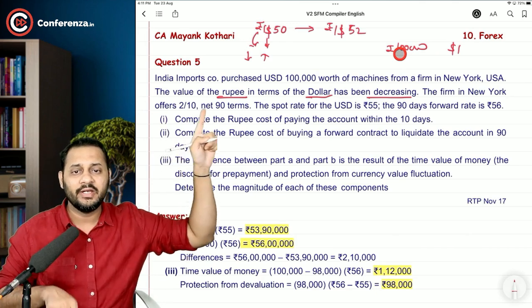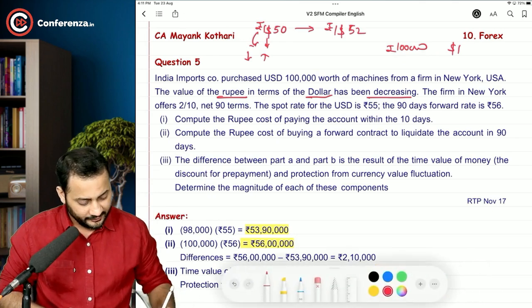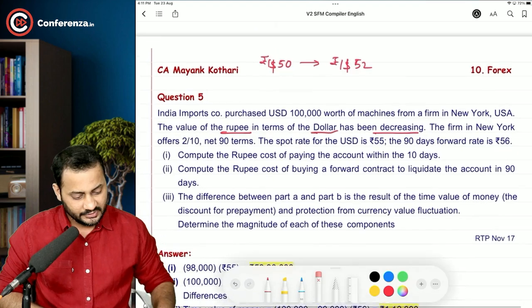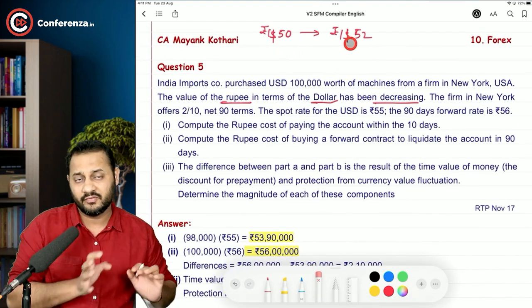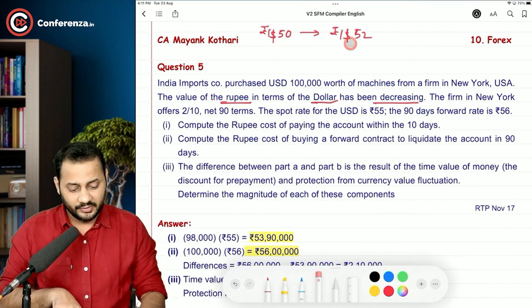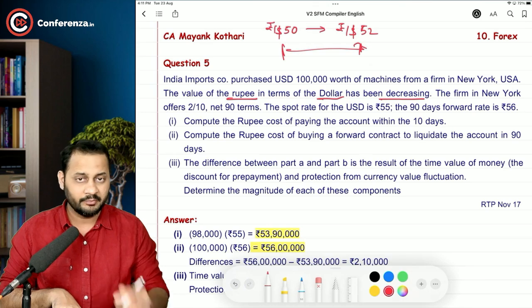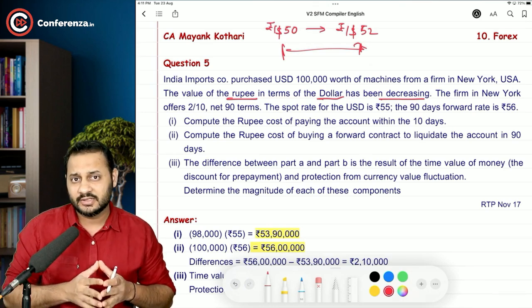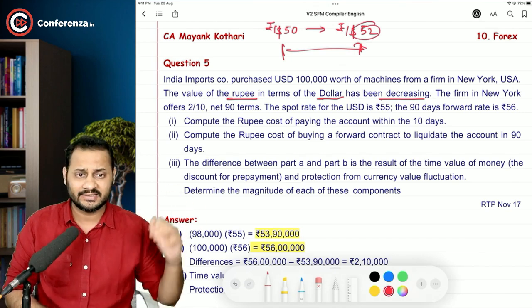The value of rupee in terms of dollar has been decreasing. So basically it means if today it is 50 rupees, it will be 52 or 55, it will be more. So what will happen? Today you have purchased some items, right? And tomorrow you are going to make the payments. So if today you make the payments, it is going to cost you 50 lakhs itself, and tomorrow it is going to cost you 52 lakhs. Let's say what are the exact rates.